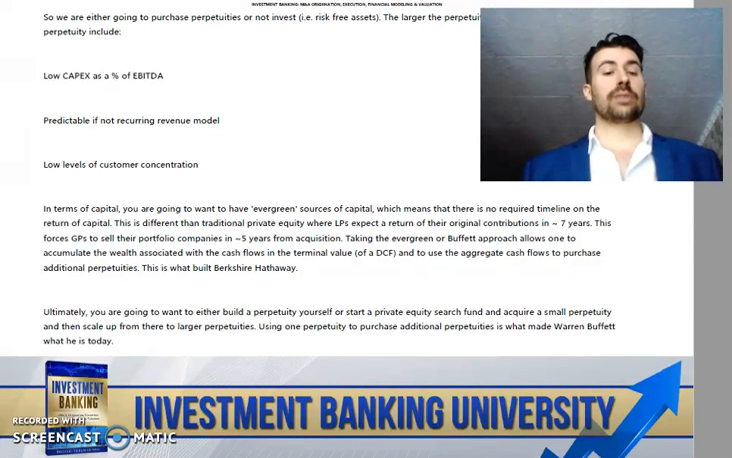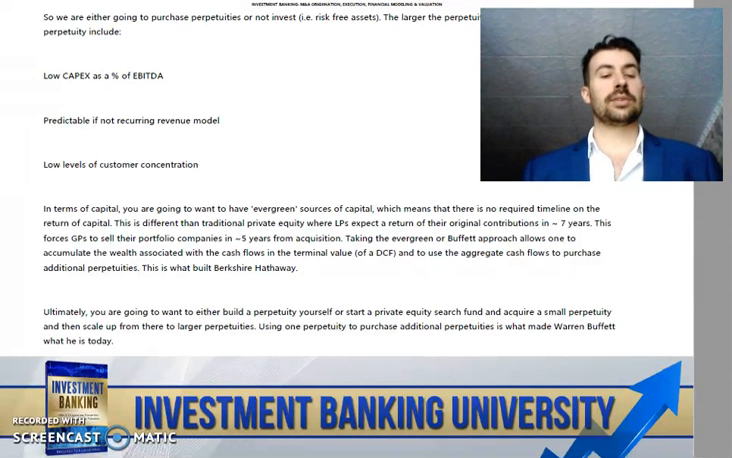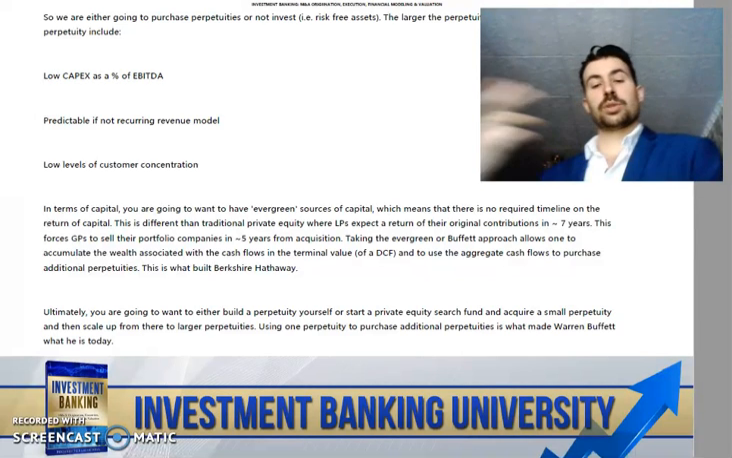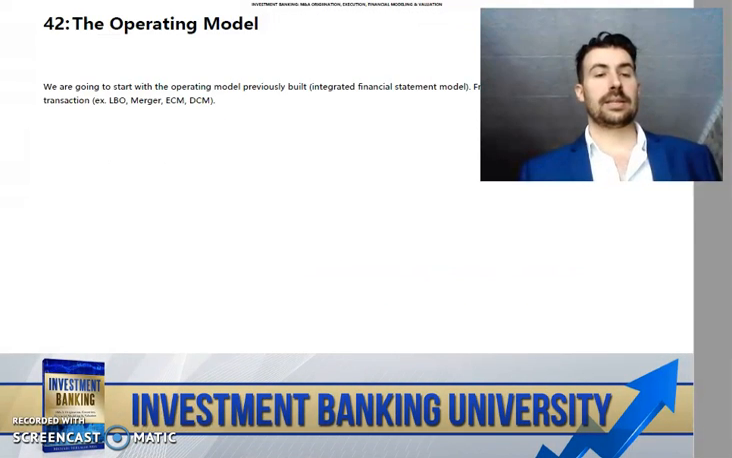So ultimately, you're going to want to either build a perpetuity yourself or start a private equity search fund if you're just getting into private equity, and acquire a small perpetuity and then scale up from there into larger perpetuities. And using one perpetuity to purchase additional perpetuities is what made Warren Buffett what he is today.